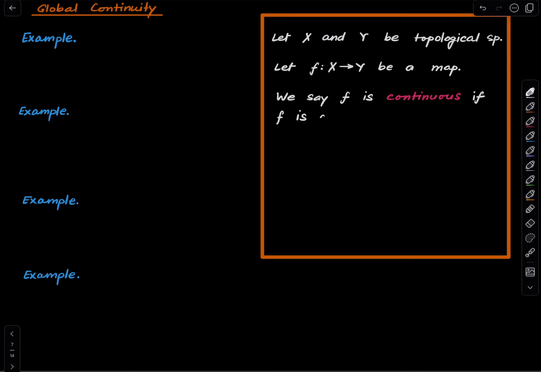f is continuous at every point in X. Right? So it's just a definition. We say f is a continuous function, period, if it is continuous everywhere. And most of the time, we will be dealing with continuous functions. The subject of general topology generally deals with continuous functions.